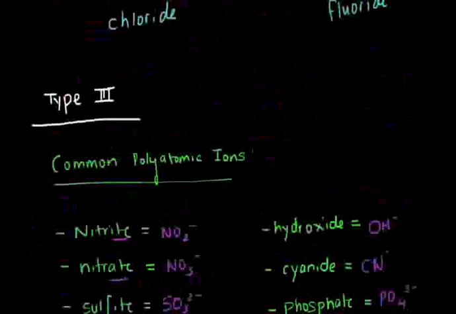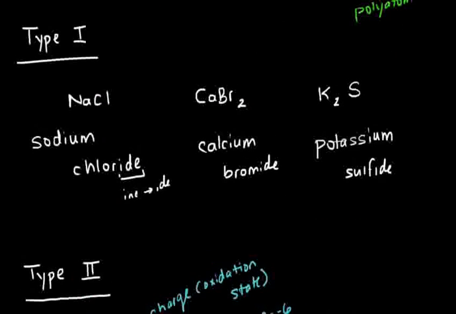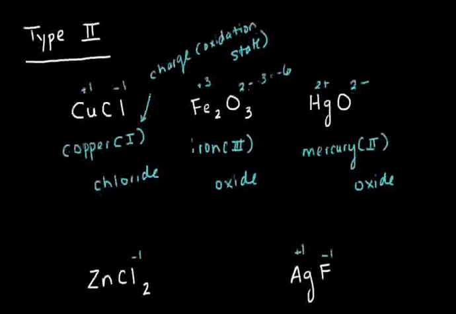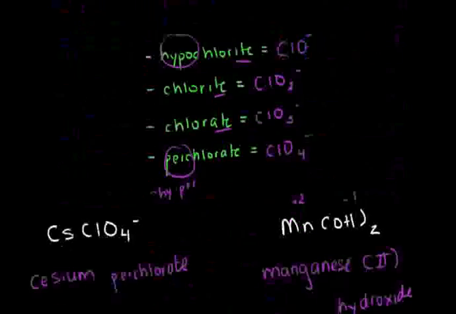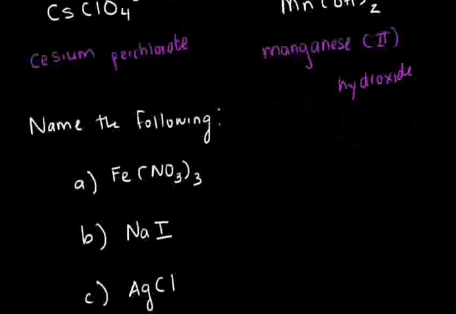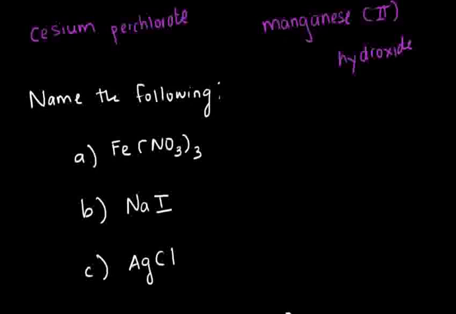So we have 3 different kinds of ionic compounds which you can name. Type 1, the easy kind, type 2 with transition metals, and type 3 with polyatomic ions. And to give you all a little practice, I wrote up a few questions for you. Why don't we do the first 3 first? So pause this video, answer these questions, rewind if you need to, and I'll be here when you're finished.